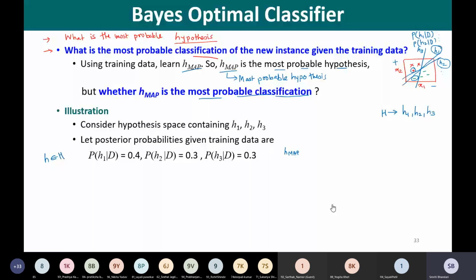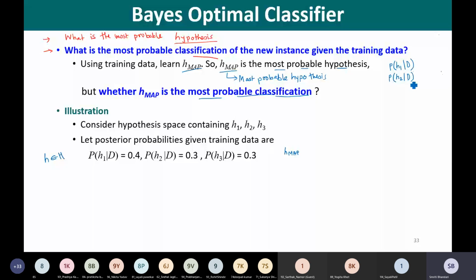See, what we are trying to do is, earlier, we were trying to find out the most probable hypothesis. So what do you mean by most probable hypothesis? We try to find out the probabilities for every hypothesis in our hypothesis space. So if I'm having 3 hypotheses in my hypothesis space, I'm trying to find out all these probabilities.